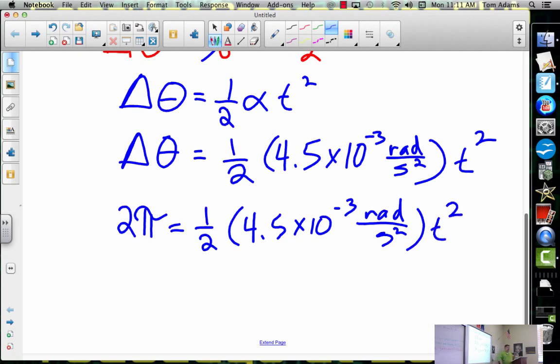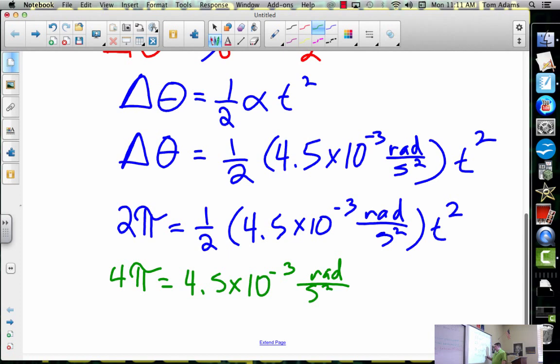So what do you think I need to do? Can we solve this? Got a bunch of numbers and the variable t. So the first thing I'll probably do is get rid of this 1/2. How do I get rid of the 1/2 here? Multiply both sides by 2, so that gives me 4 pi is equal to 4.5 times 10 to the negative 3 radians per second squared, times t squared.